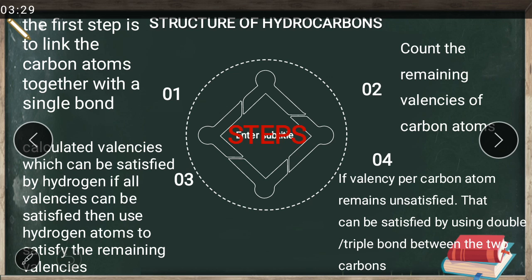That is, if in this step the total unsatisfied valency is equal to the number of hydrogen atoms, then we can fill the valencies with hydrogen atoms. Now the fourth step: if valencies of carbon atoms remain unsatisfied, they can be satisfied by using double or triple bonds between the carbon atoms.